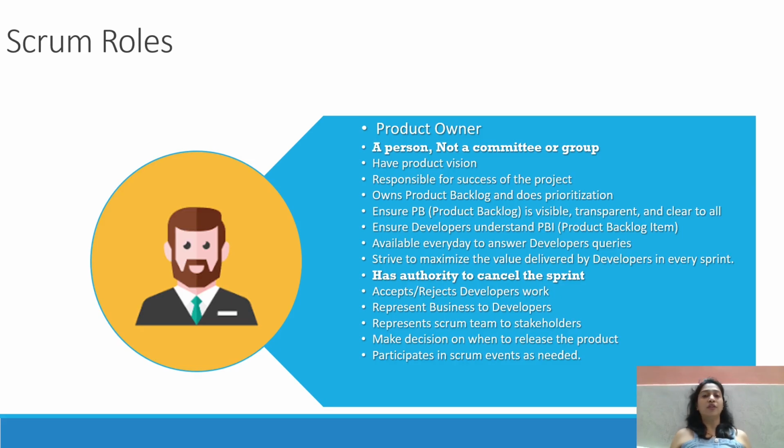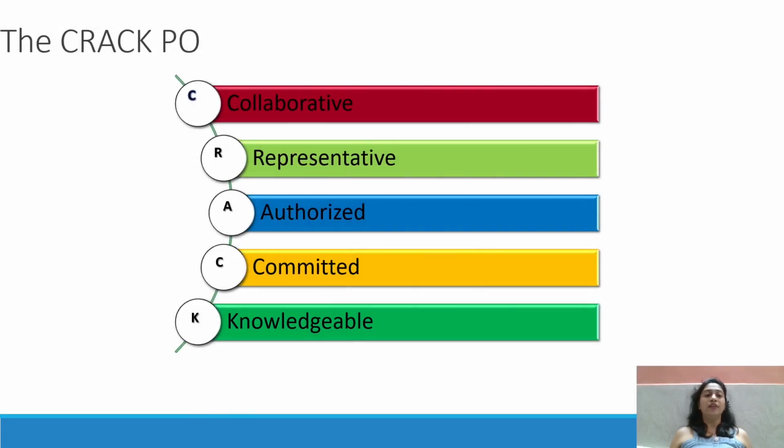He accepts or rejects the developers' work. He represents the business to the developers and represents the Scrum team to the stakeholders. He makes decisions on when to release the product, and participates in the Scrum events as needed. So these are some responsibilities of the product owner. He should be responsible, collaborative, and representative. These are some features of the product owner role: he should be authorized, committed, and knowledgeable.